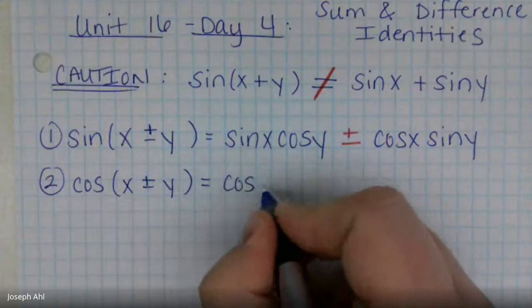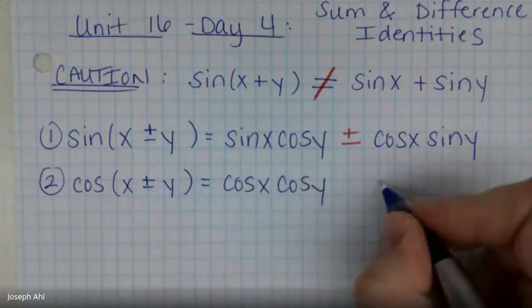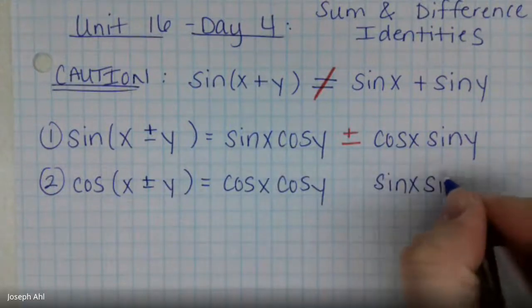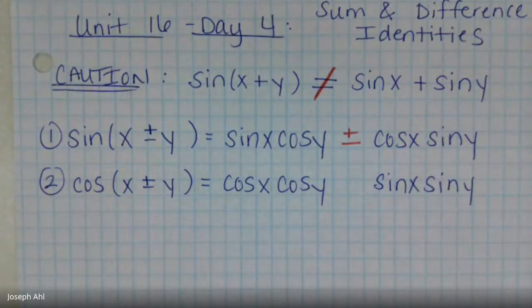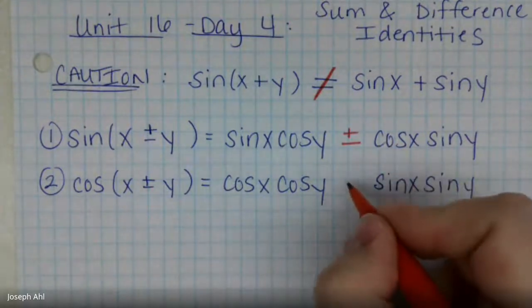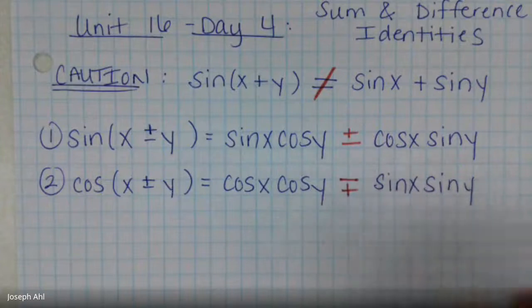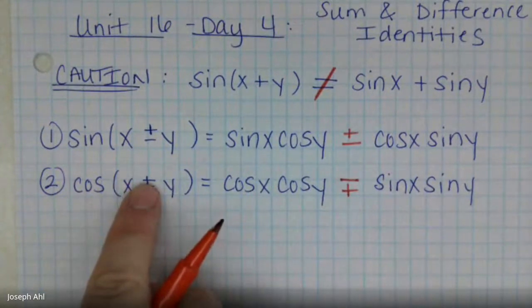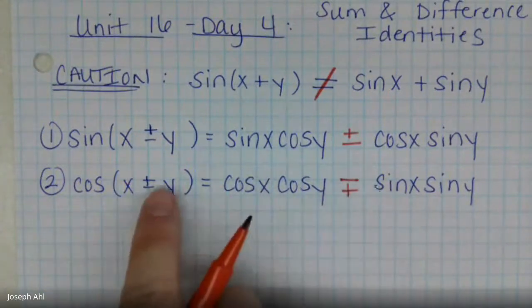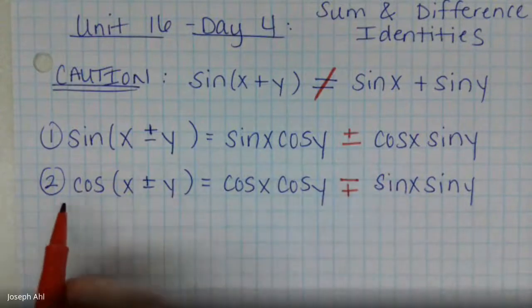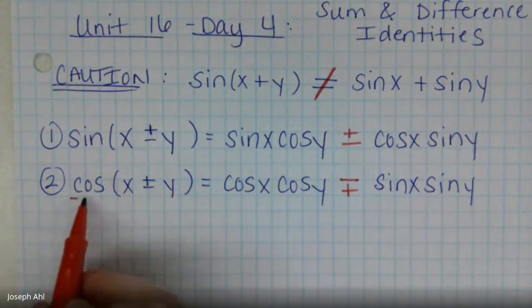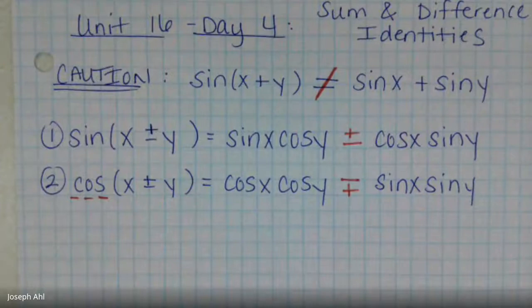Cosine of x plus or minus y would be the following. It's going to be cosine x cosine y, and then over here, sine x sine y. Now for cosine, what we'll notice is that the sign in the middle changes, so it's going to be minus over plus. So if it's cosine of a sum, this becomes a difference. Cosine of the difference, this becomes a sum. For cosine, we have a change of sign, so that's a quick way to remember it.